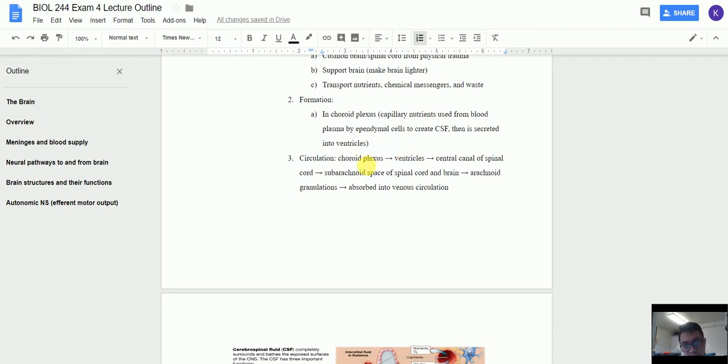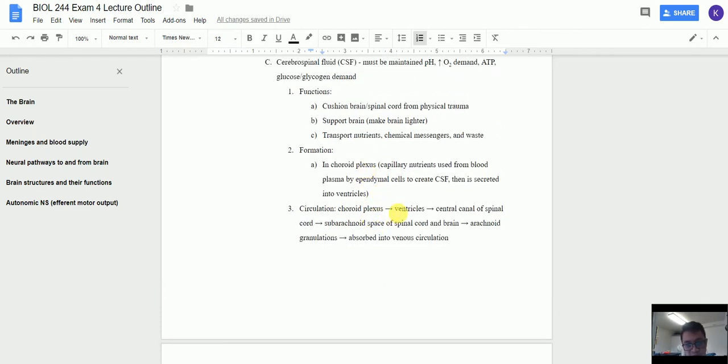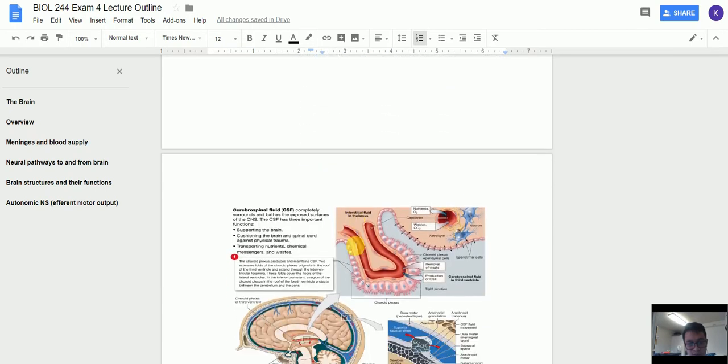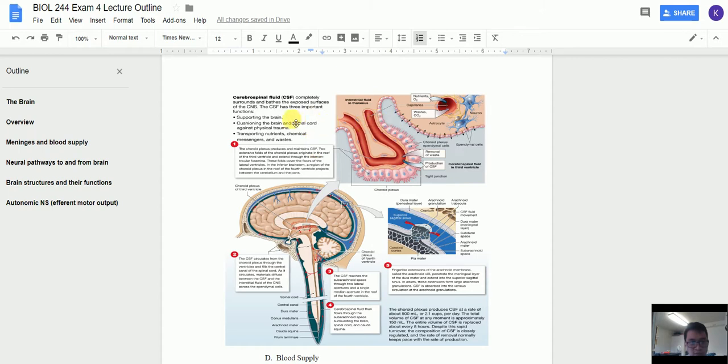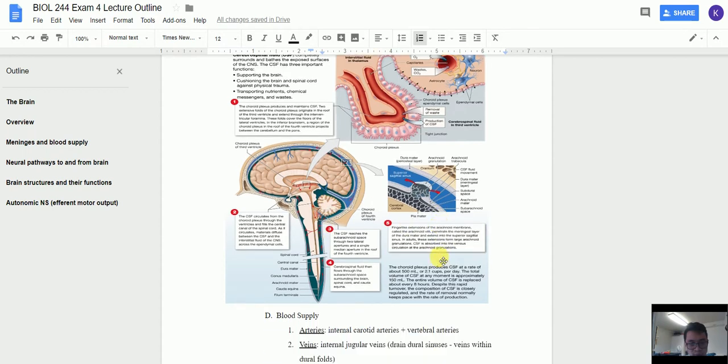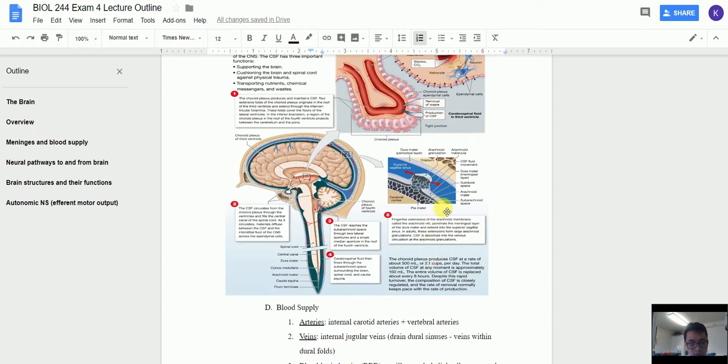Circulation of cerebrospinal fluid goes from the choroid plexus to the ventricles, to the central canal of the spinal cord, to the subarachnoid space, to the arachnoid granulations, and is absorbed into venous circulation. Another figure of cerebrospinal fluid we studied in class: choroid plexus right here, it circulates there. Cerebrospinal fluid then reaches the subarachnoid space, then the brain and spinal cord, then venous circulation right here.